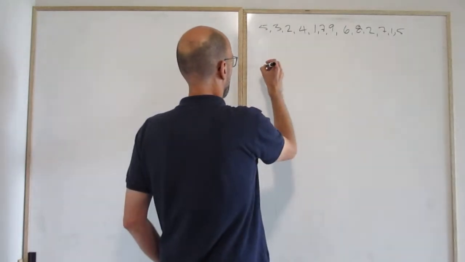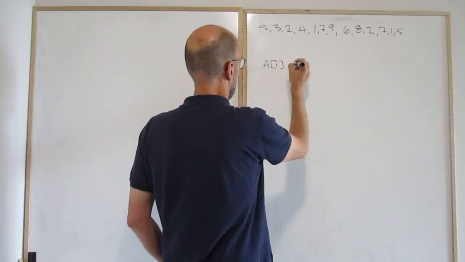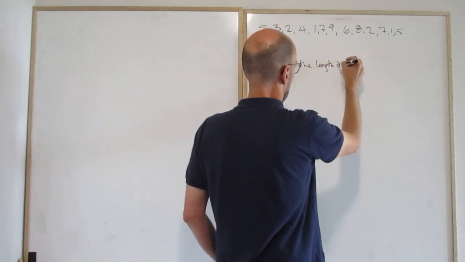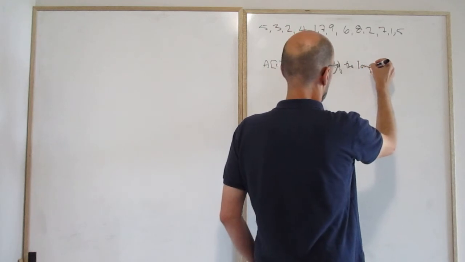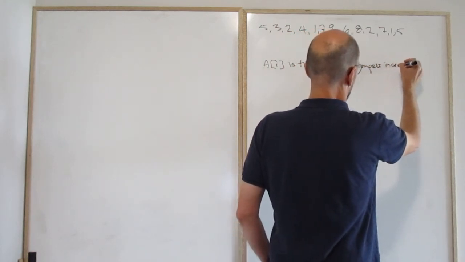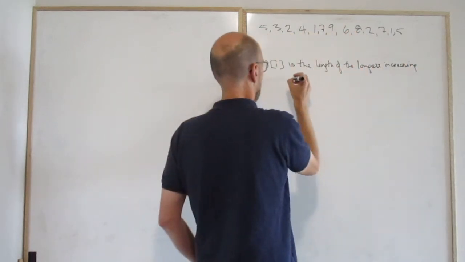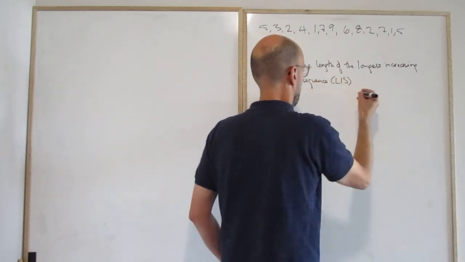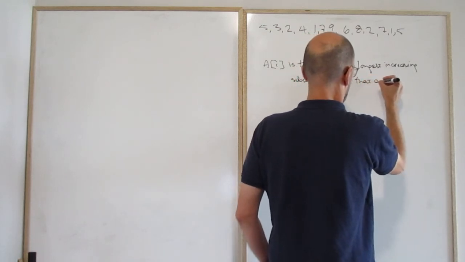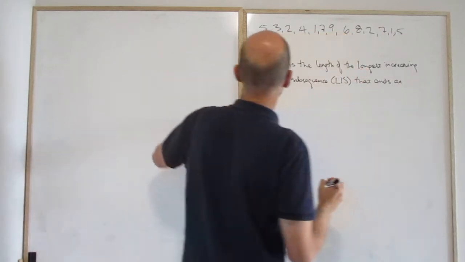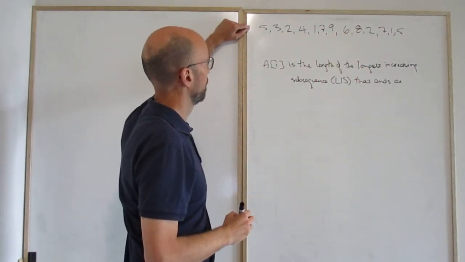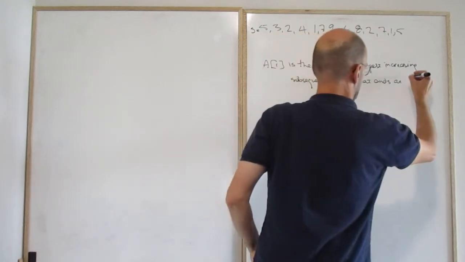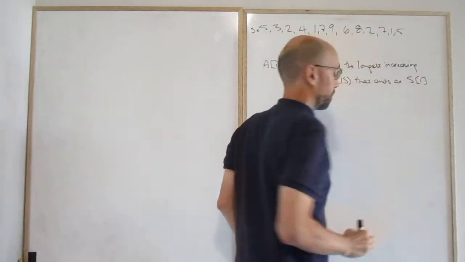So A_i is the length of the longest increasing subsequence, LIS, that ends at, let's say we call this sequence S, that ends at S_i.